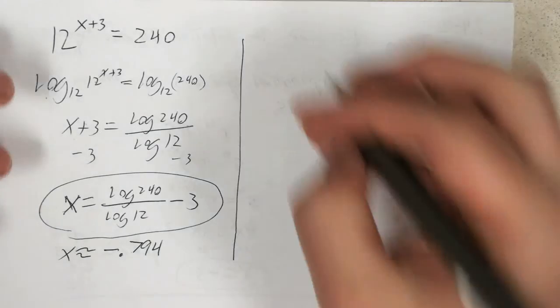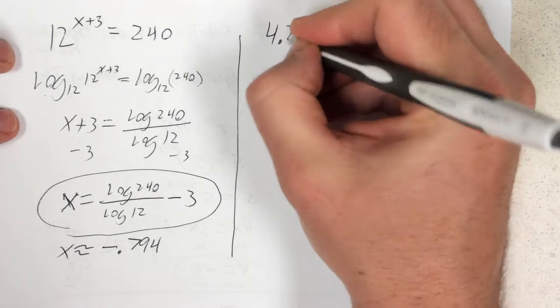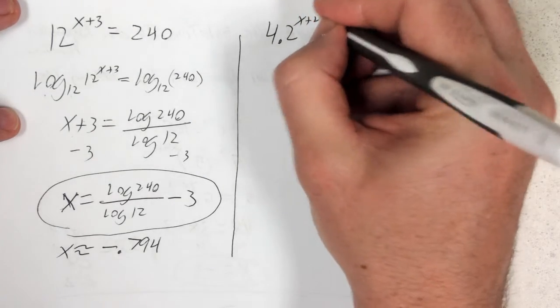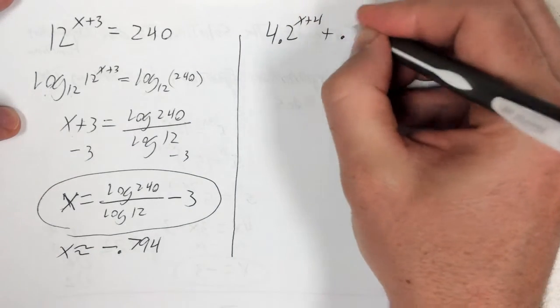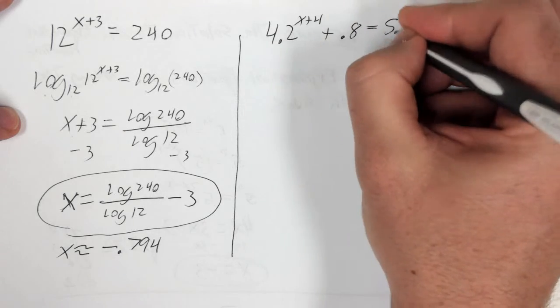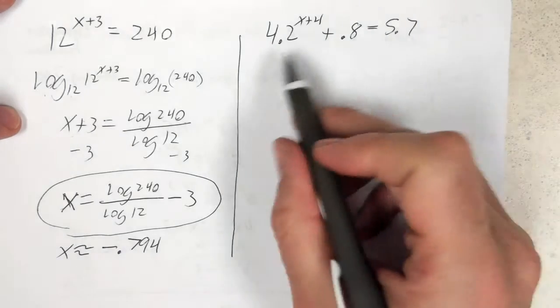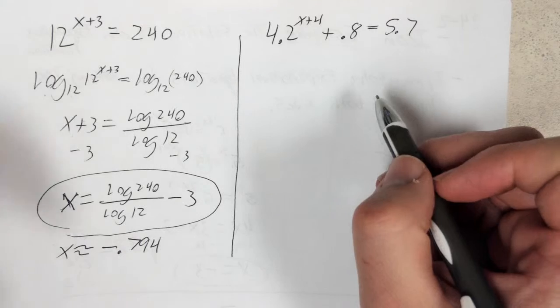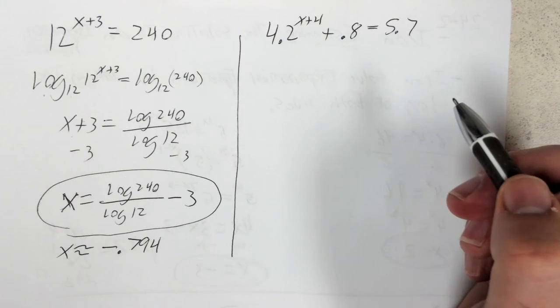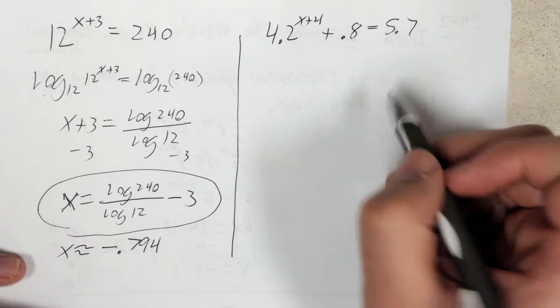At the beginning, we could have them a little bit weirder here. 4.2 to the power of x plus 4 plus 0.8 equals 5.7. So on one hand, this just got more complicated because instead of it being whole numbers, they made them decimals. That's not a big step more complicated.